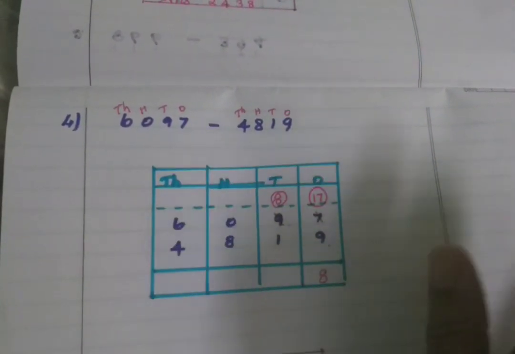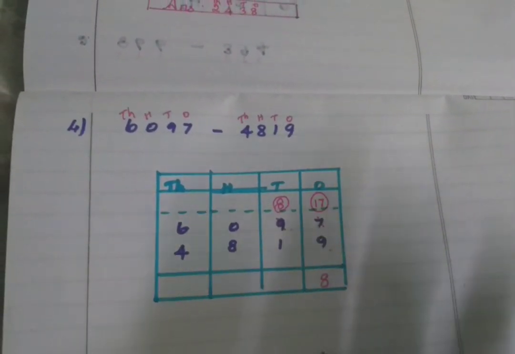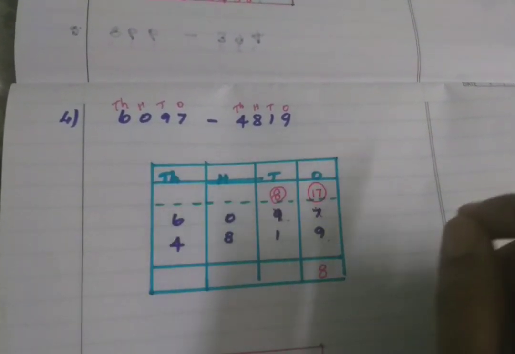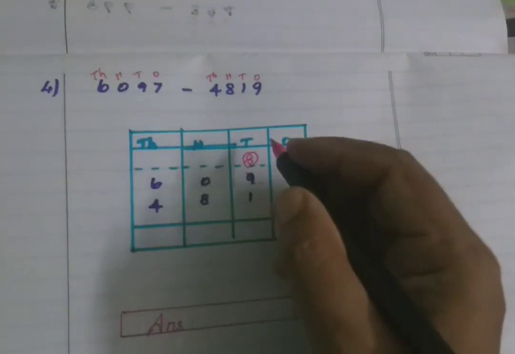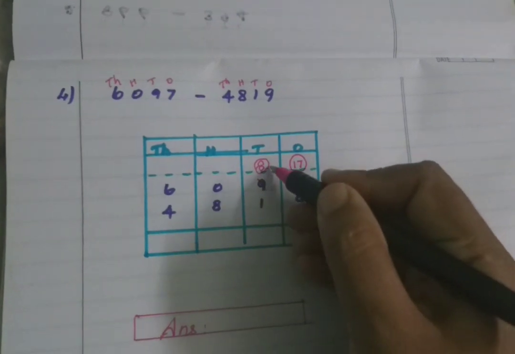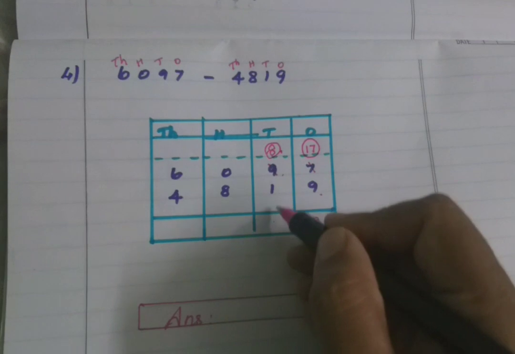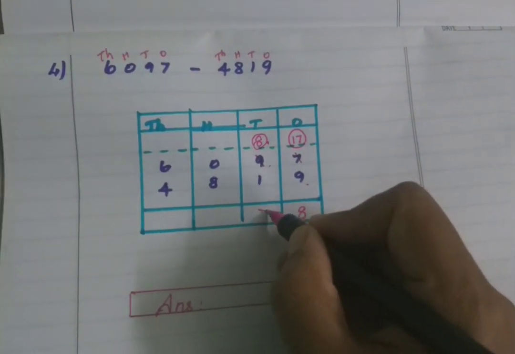Each time, each place, when you subtract each place, you have to remind yourself where is the greatest number. You should ask yourself, where is the greatest number? Here above. Above means you should subtract directly. So 8 minus 1, 7.